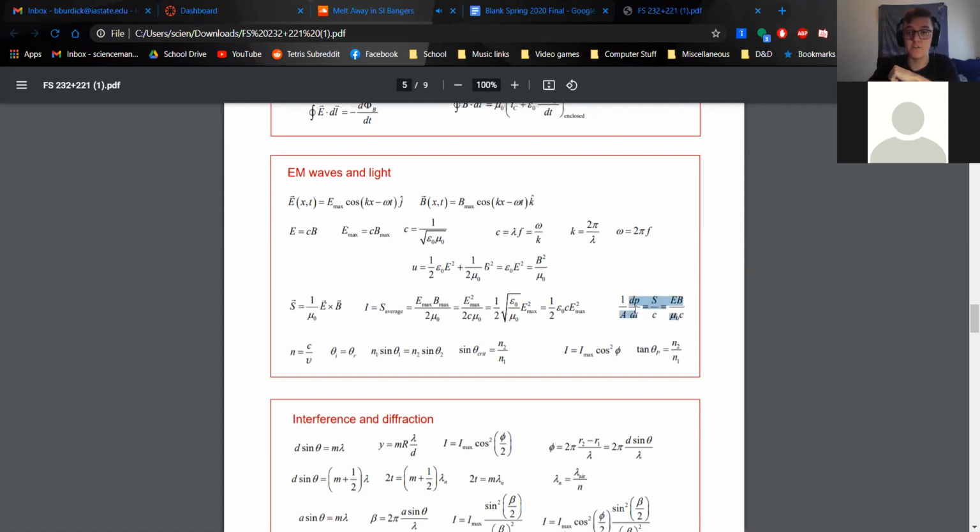This equation tells you about radiation pressure. That's what it is. So this dp dt, this is momentum. That's what the P is referring to. So this is actually a force.